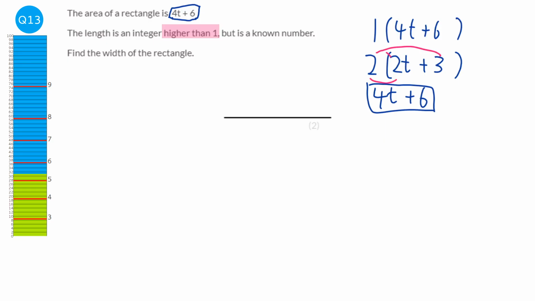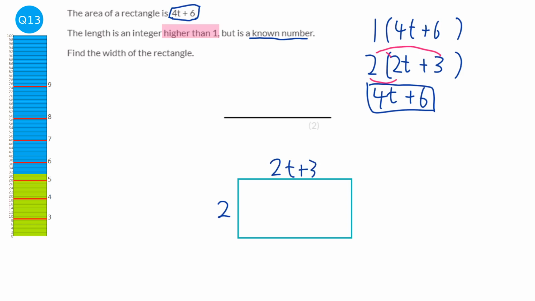In fact, it's the only one that works with it being an integer. So we therefore know that the known side, because it says it's a known number, is 2. And the other side will be 2t plus 3. And then when you multiply them together, you get the area of 4t plus 6. So our answer, because it says the length is the known number, so that's the length, then we're finding the width, which is this one here. So it's 2t plus 3.